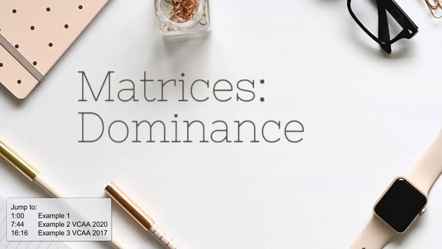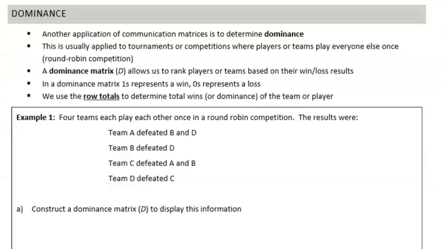In this video, we will look through examples in relation to dominance for matrices. Remembering that dominance is another application of a communication matrix, it means that we are setting up a binary matrix showing the relationship between two locations. In this case, those locations tend to be players or teams within a competition.